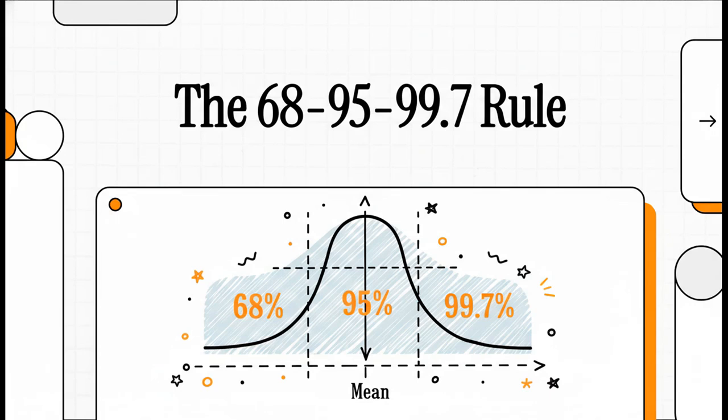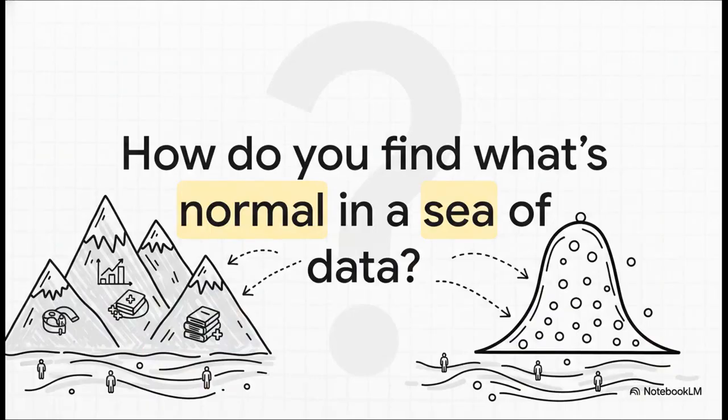All right, let's talk about one of the most useful rules of thumb in all of statistics. Seriously, it's called the 68-95-99.7 rule, or the empirical rule, and it's a real game changer. So picture this. You're looking at a huge pile of data. It could be anything. Test scores, heights, you name it. How in the world do you make sense of it all? How do you figure out what's normal and what's, well, a little weird without getting completely bogged down?